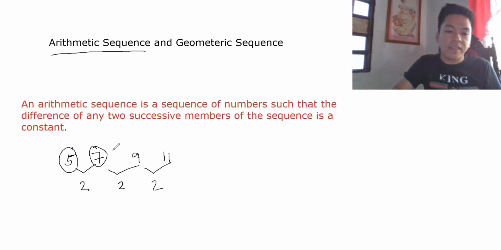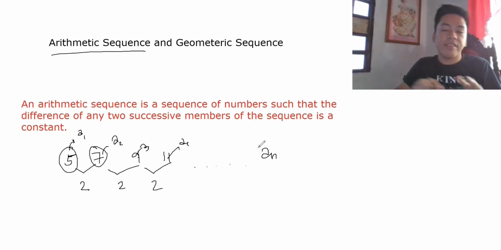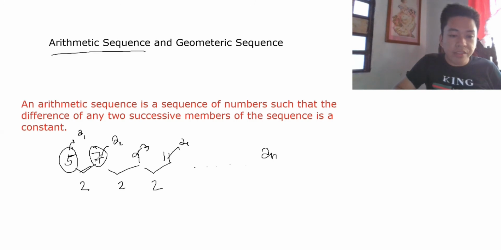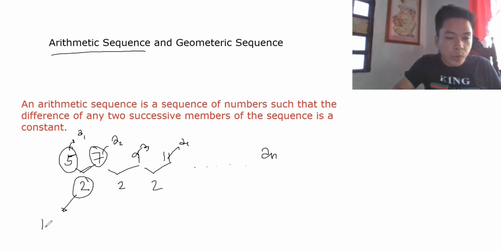In this case, these are the terms here, and we label these as A1, which represents the first term of the arithmetic sequence. We have A2, A3, and A4. That means we also have An, the nth term of the arithmetic sequence. Now the difference between two successive numbers, we call the common difference, denoted by D.